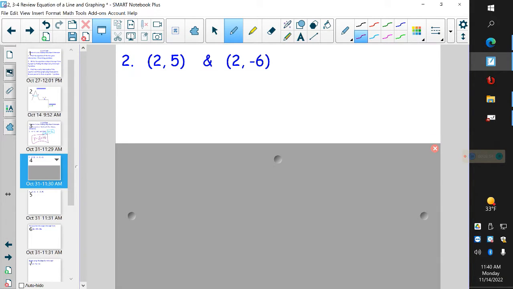Next, number 2, find the equation of the line given the 2 points. That's the slope. What's the equation? That's the slope. What is the equation? That is a slope. That is not an equation.